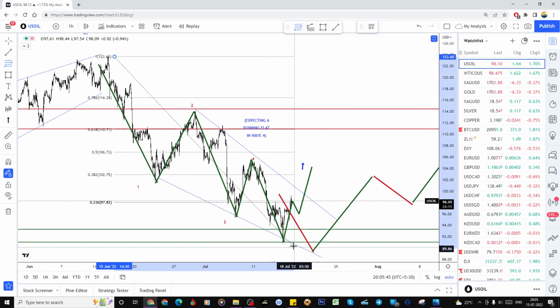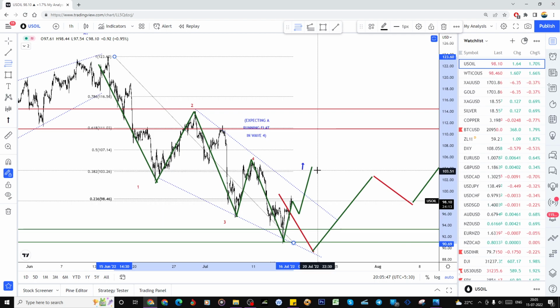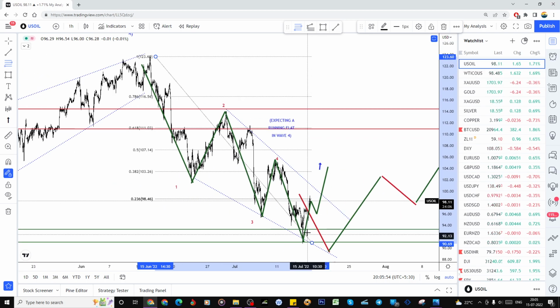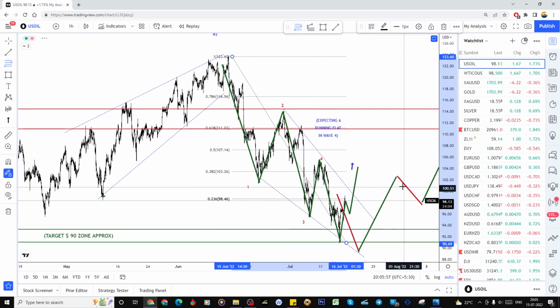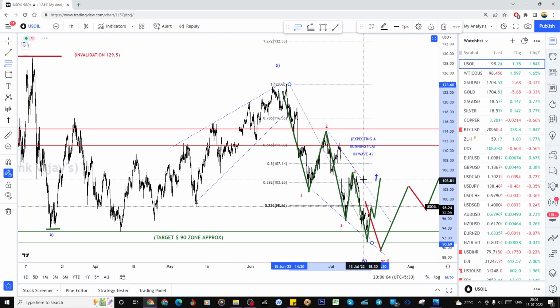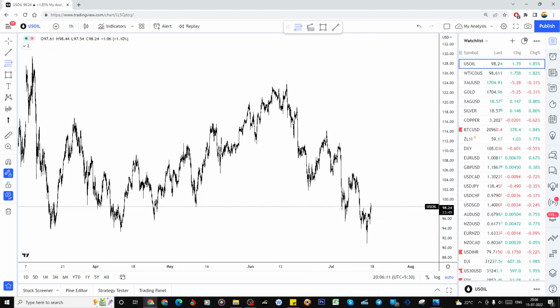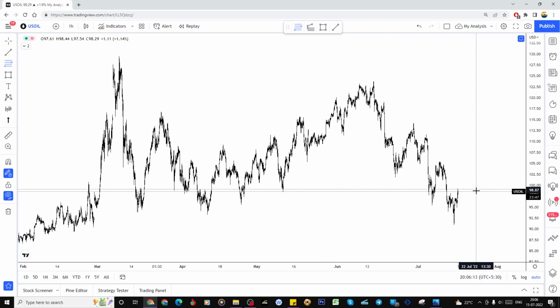So at least 38.2, exactly here, the previous fourth wave. So 103 is the first target. But if it does the three-wave structure, you have to exit your position. Don't keep the position in buy, because once the three-wave structure is completed, this could be the bigger one, bigger two, and I already explained that. Sorry, one second. In UCAD, what I'm expecting is a bigger target of 1.38 or 1.4 also.